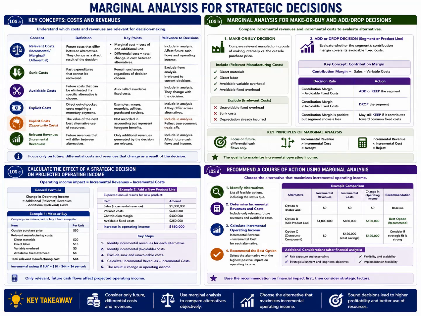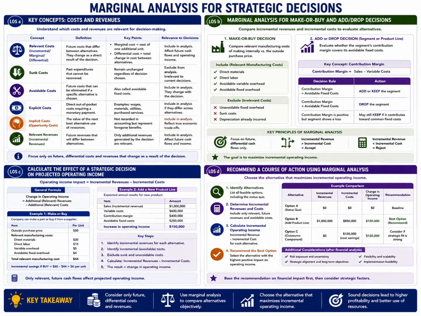For add or drop decisions, managers evaluate whether a segment's contribution margin covers its avoidable fixed costs. A segment generating a positive contribution margin may still be retained even if it reports accounting losses, provided it contributes toward common fixed costs. Effective marginal analysis requires isolating future, differential cash flows. The decision rule is straightforward: accept alternatives where incremental revenue exceeds incremental cost, thereby increasing operating income.